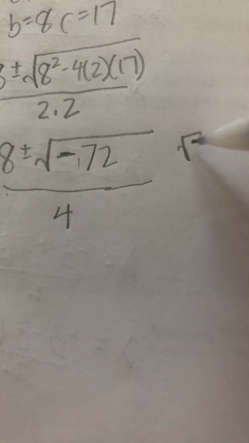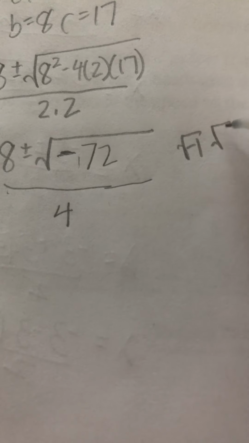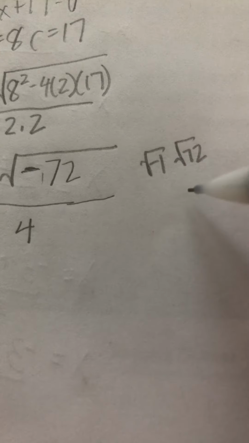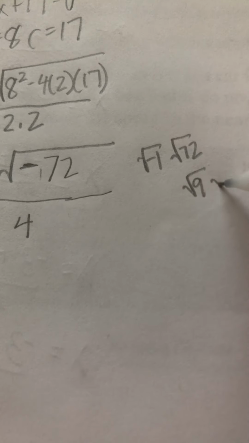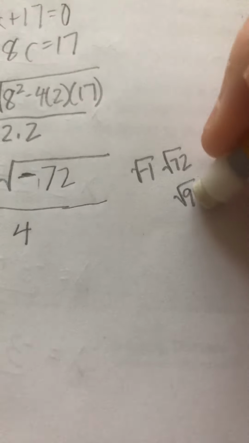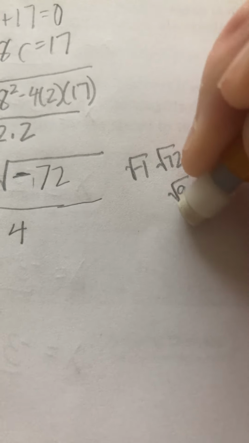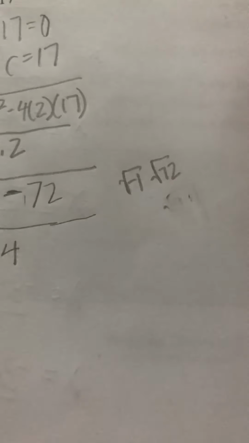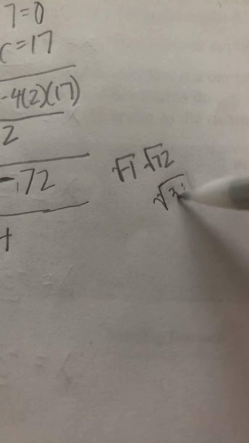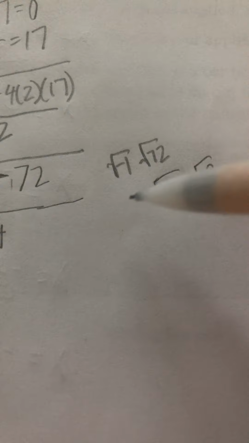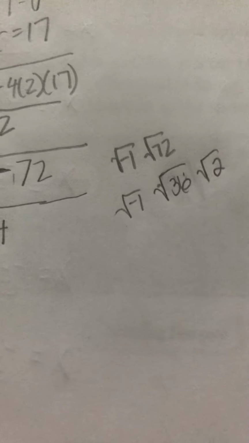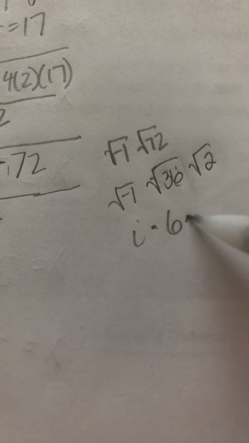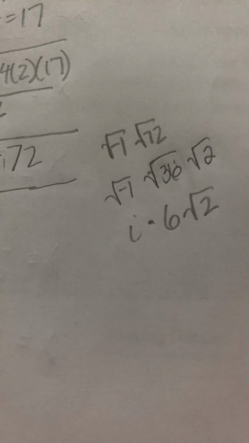So you're going to break it up into negative 1 times root 72. So root negative 1 times root 72. And root 72 can be broken up into 36 times 2, if you're looking for the biggest perfect square in there. Okay, so this is i, this is 6, and that will remain radical 2.